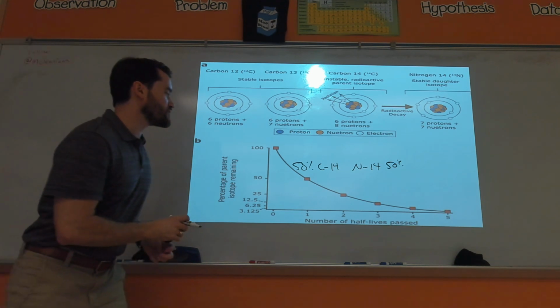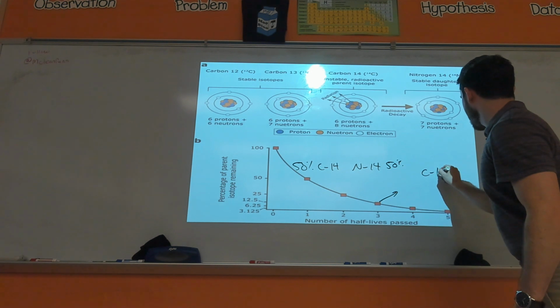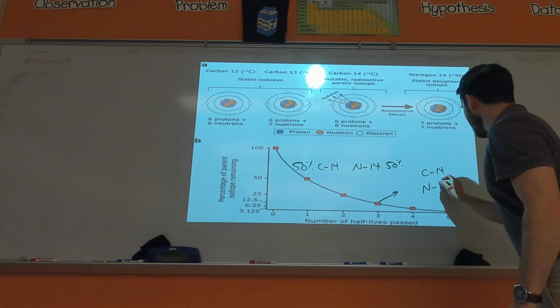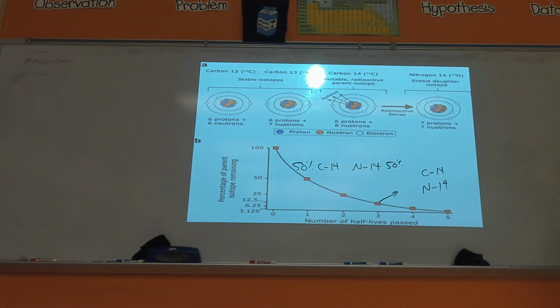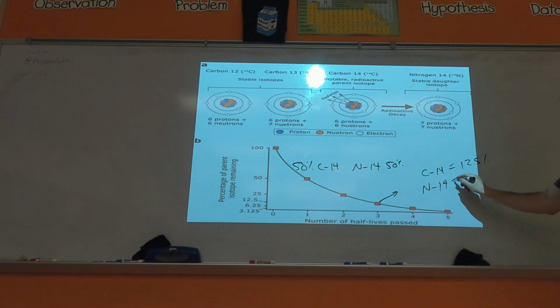Okay, after 3 half-lives, how much carbon-14, how much nitrogen-14 would I have? I've done 3 half-lives, what percent of carbon-14 would I have? 12.5, good. Because to get to 3 half-lives, you divide 100 by 2 three times. So now we're at 12.5% of carbon-14. What percentage of nitrogen-14 would you have left?